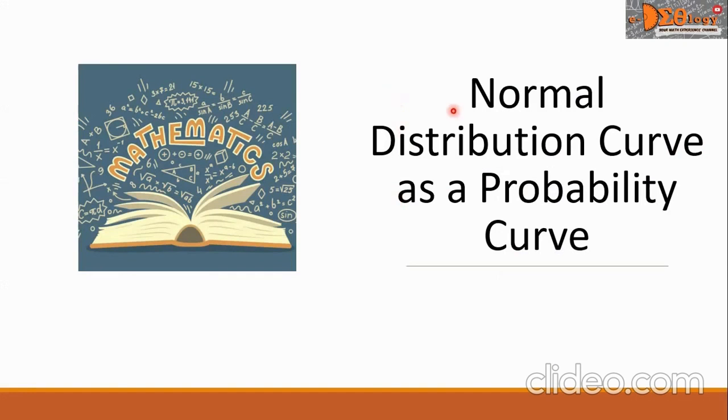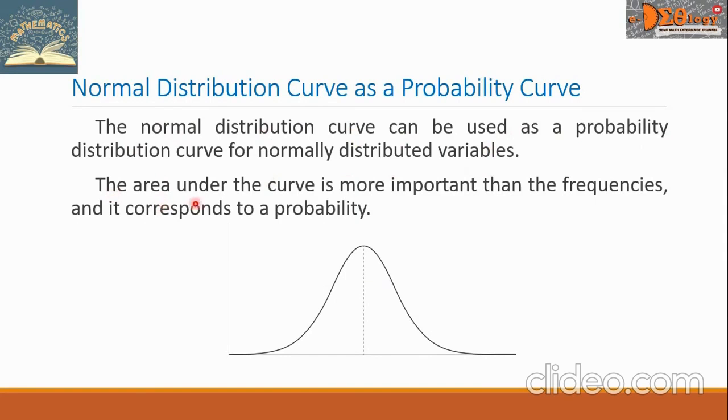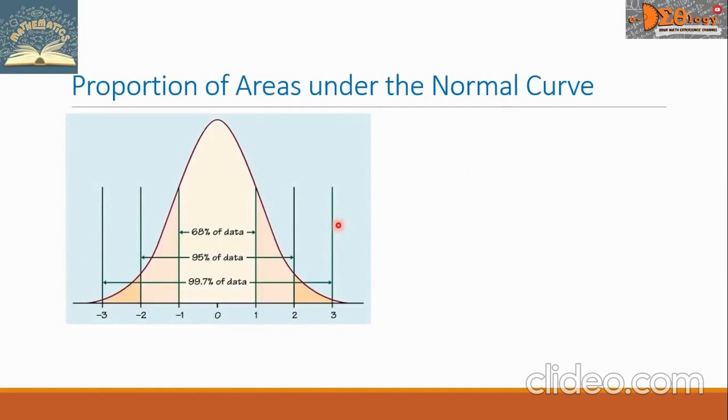Today we're going to study normal distribution curve as a probability curve. The normal distribution curve can be used as a probability distribution curve for normally distributed variables. The area under the curve is more important than the frequencies, and it corresponds to a probability. Let us see the proportion of areas under the normal curve.